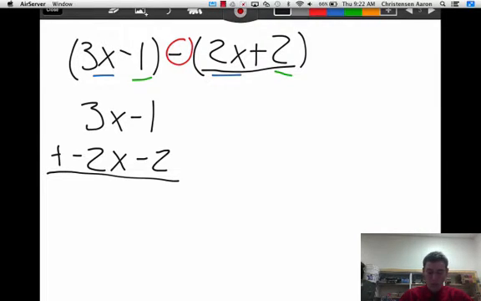So then we just add those like we did before. So negative 2 and negative 1 becomes negative 3. 3x plus a negative 2x just gets me 1x. So then our answer is just x minus 3.